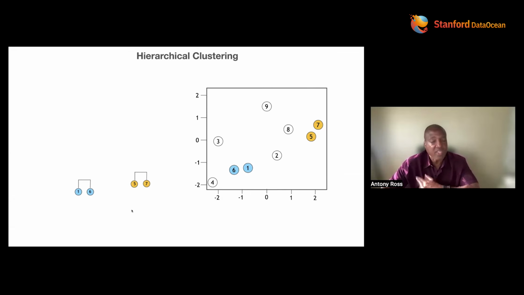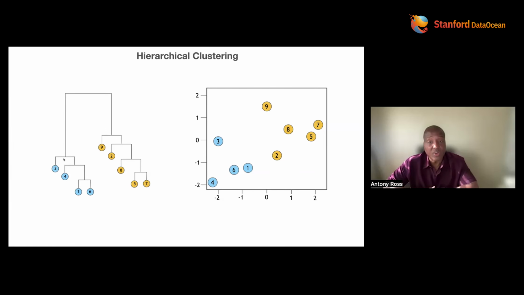So we'll fuse them. Okay, and then what's the next thing that's close to something? Oh, well, 8 is close to this one. What's the next thing? 4 is close to this. And what's the next closest thing? 2 is close to this. And then the next thing, 3 is close to this. And then 9 is close to this. And then they're closest to each other. That's hierarchical clustering.